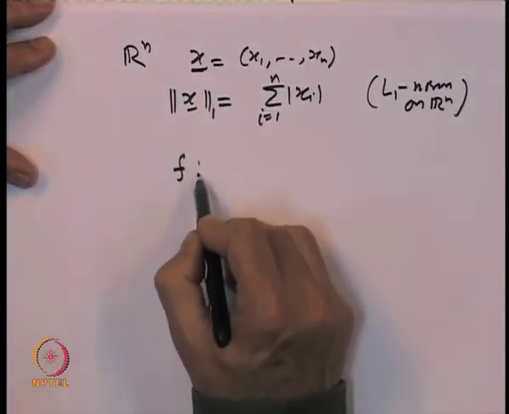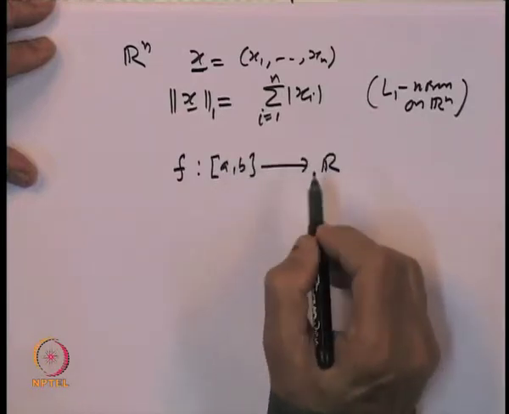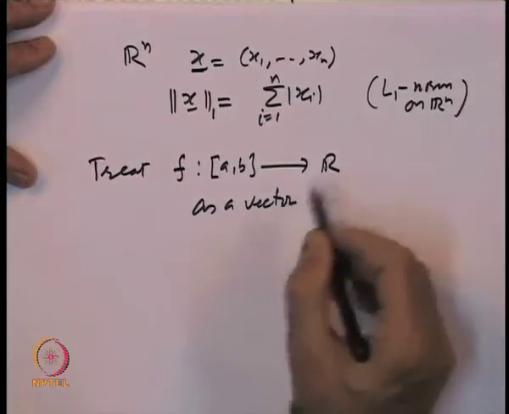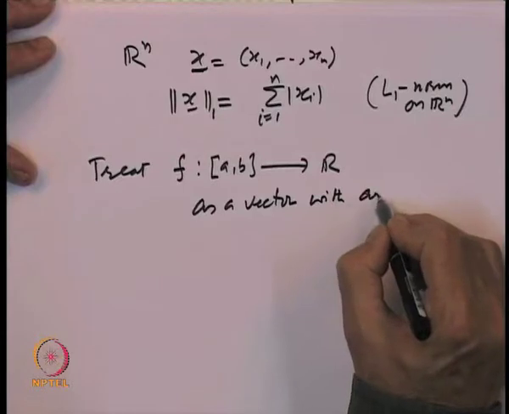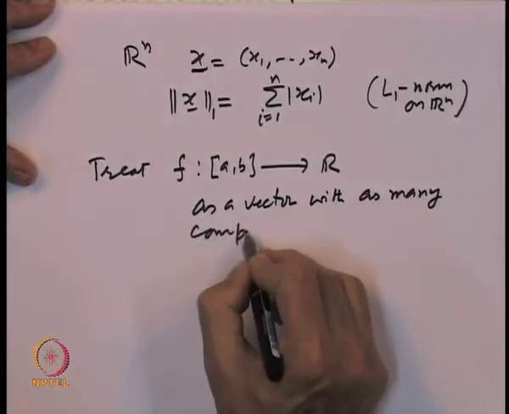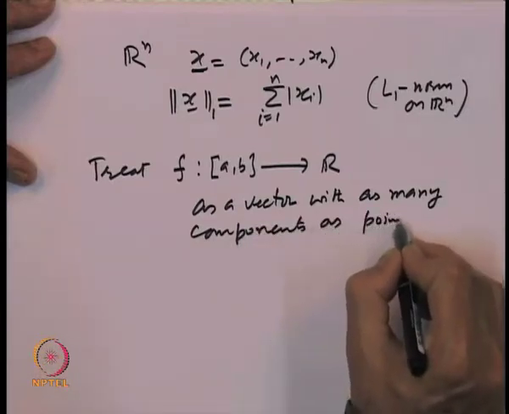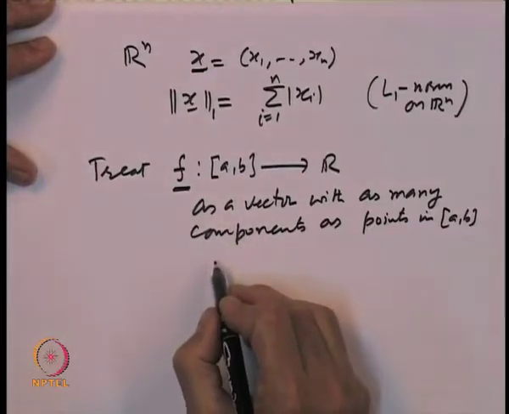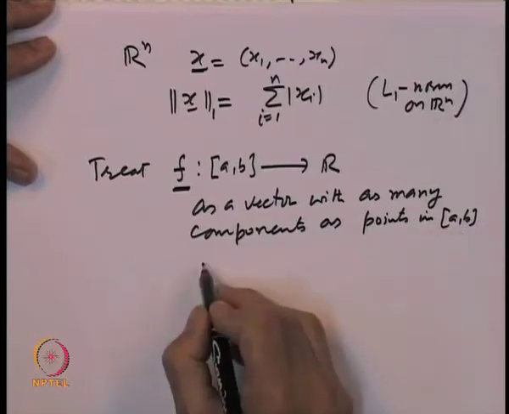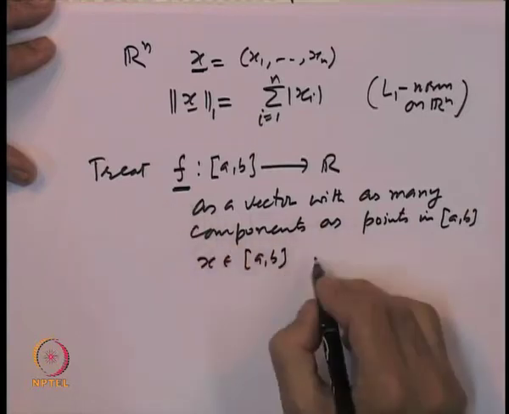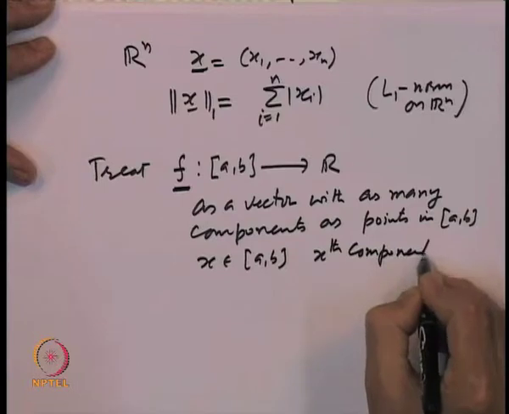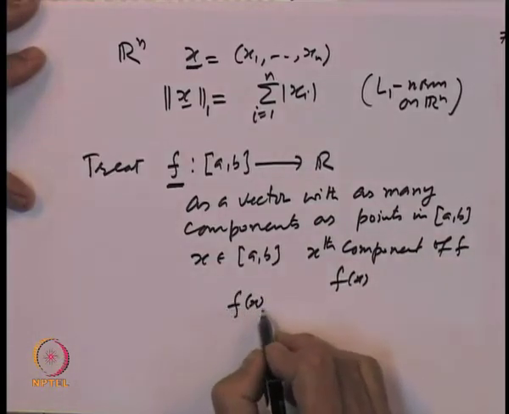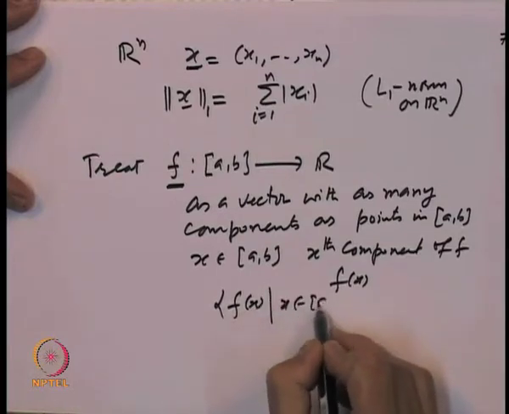Now, treat a function f defined on an interval [a, b] to R as a vector with components, with as many components as points in [a, b]. So, I want to treat this f as a vector with as many components as points in [a, b]. So, for a point x in [a, b], the xth component of f is nothing but f of x. So, you can treat f of x, x belonging to [a, b], as a vector.